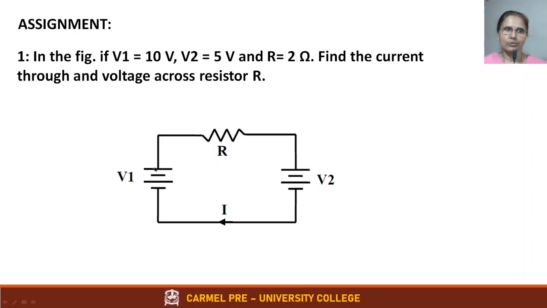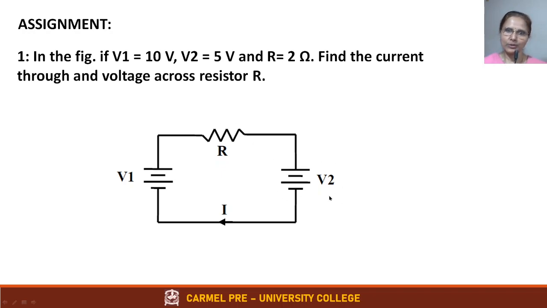Okay, so it's on similar lines to how we did the first example today. I have given you this problem where V1 is equal to 10 volts, V2 is equal to 5 volts and R is equal to 2 ohms. You have to find the current through and voltage across the resistor R. First you will consider only V1, which is 10 volts, and short the other source and find the current through this, that you will call I dash. That will become 10 divided by 2 equal to 5 amps.